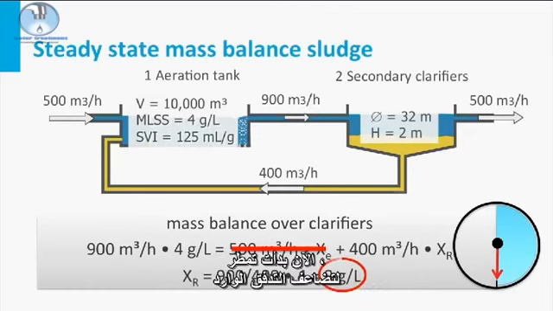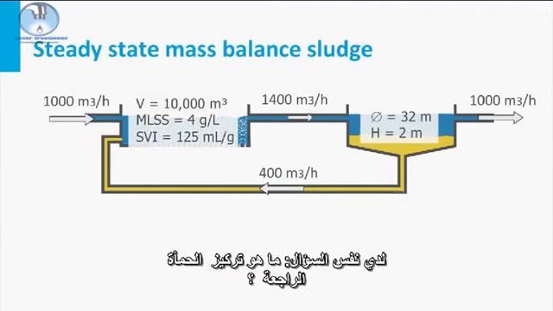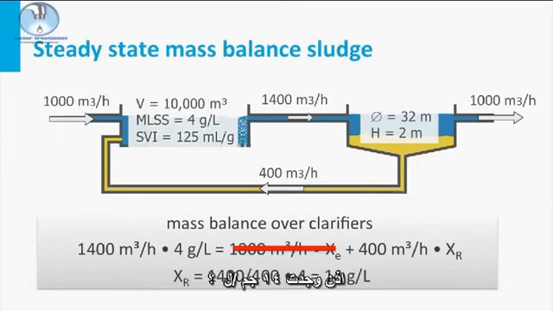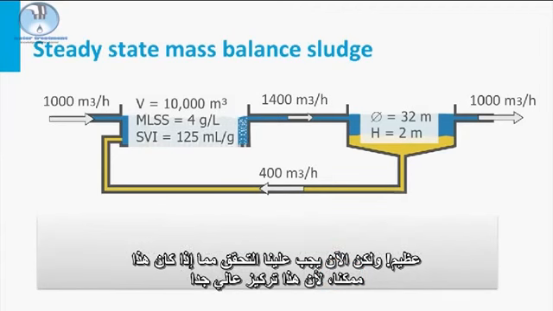Now it starts raining, doubling the influent flow. I have the same question. What is the sludge concentration in the sludge recycle? So you found 14 grams per liter. Great! But now we must check if this is possible, since this concentration is pretty high.